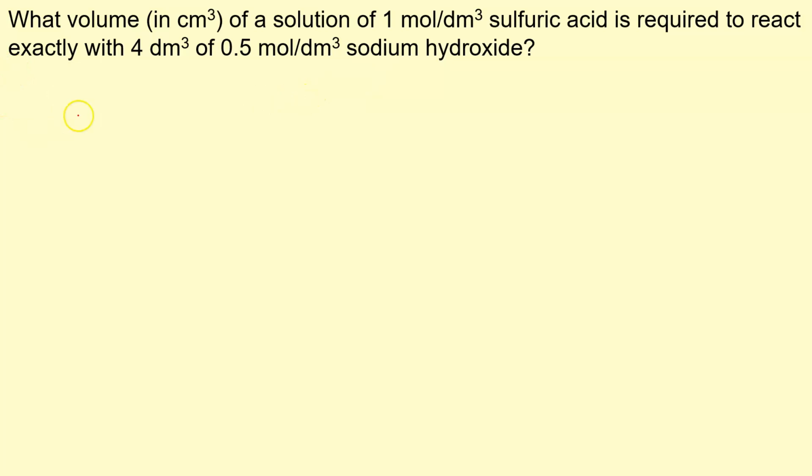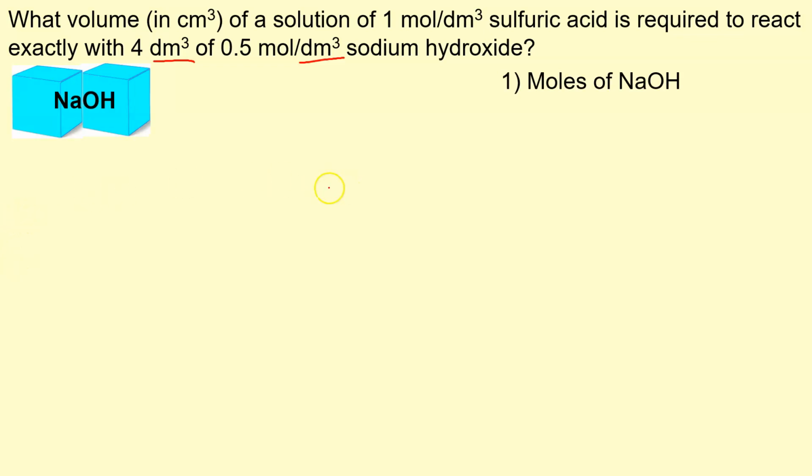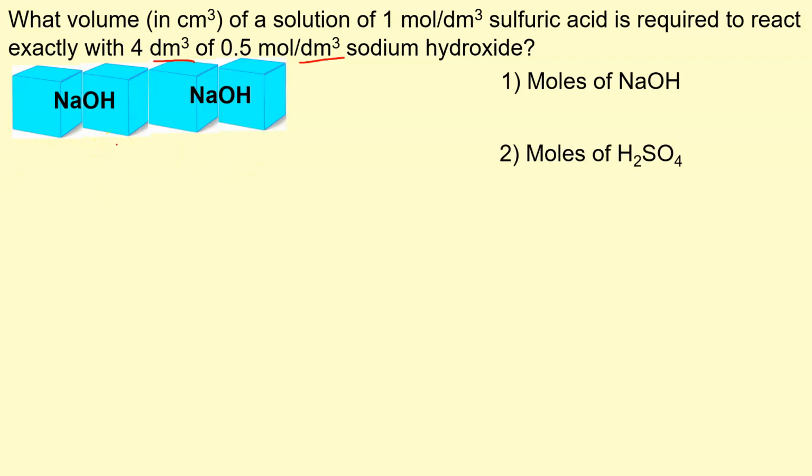So firstly, we could work out the number of moles of sodium hydroxide. We can see the units here and here are both in decimeters cubed, so we don't need to do anything particularly complicated. We've got a concentration of half a mole of sodium hydroxide per decimeter cubed, and we've got 4 decimeters cubed. So we can see we've got 2 moles of it. Again, you could just do number of moles is equal to concentration times volume. So concentration 0.5 times volume 4. We don't need to divide by 1,000 because it's already in decimeters cubed. So that gives us 2 moles of NaOH.